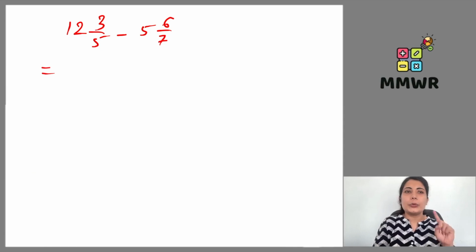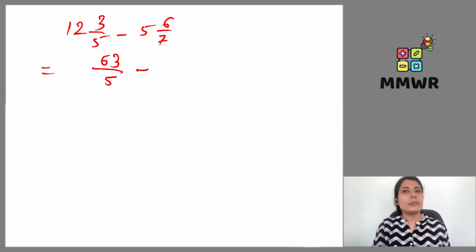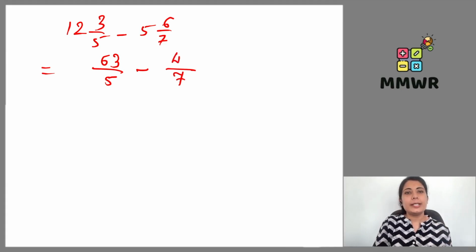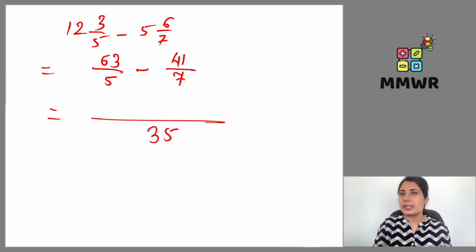What do we usually do? 12 fives are 60. 60 plus 3, 63 upon 5, right? Similarly, we will be converting this 5 and 6 upon 7 also into the improper fraction. So numerator is going to be 7 fives are 35 plus 6 will be 41. Now we have to take the LCM of 7 and 5, which is 35.